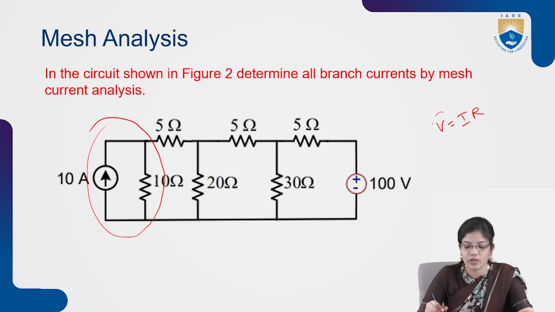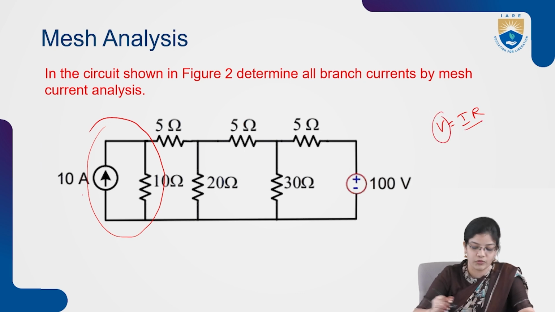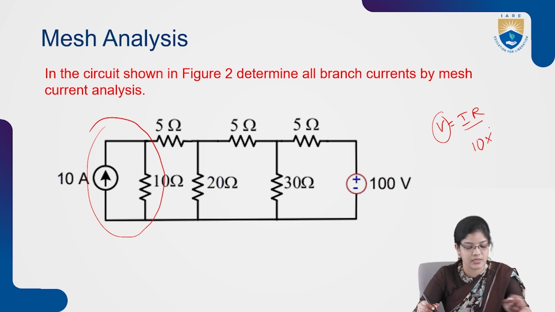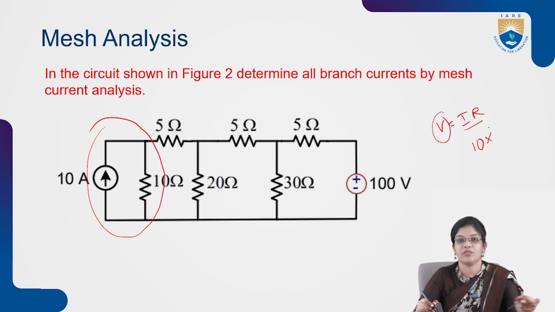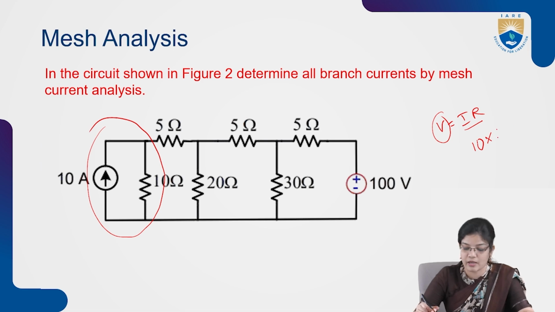If we want to convert current and resistance into voltage, we have to take the current of 10 amperes and the resistance which is connected in parallel with the current source as 10 ohms. So the voltage source will be of 100 volts.